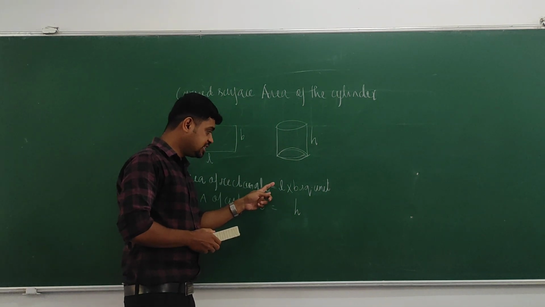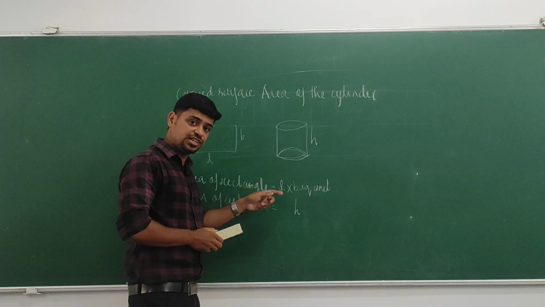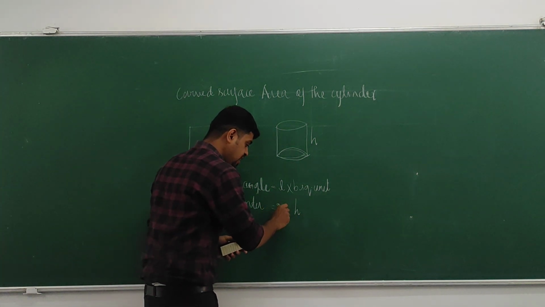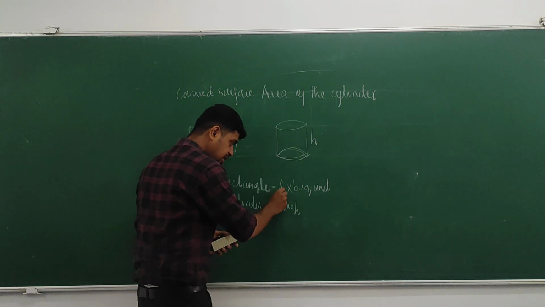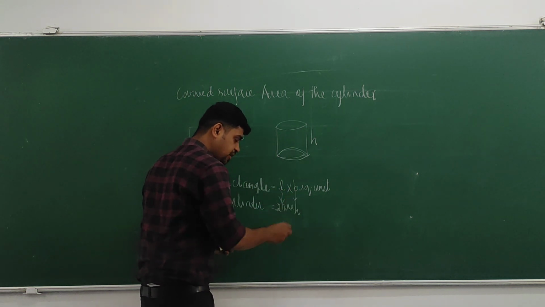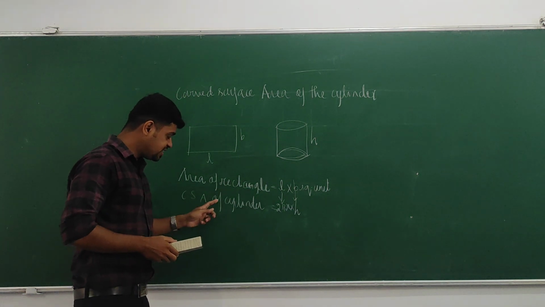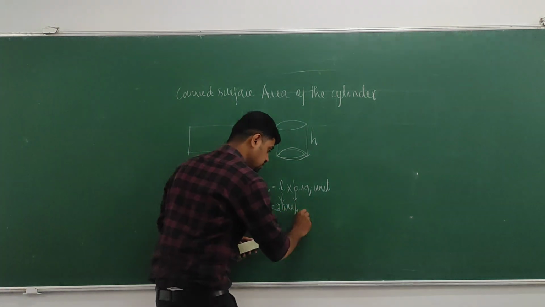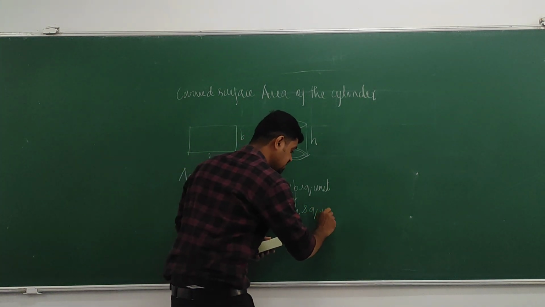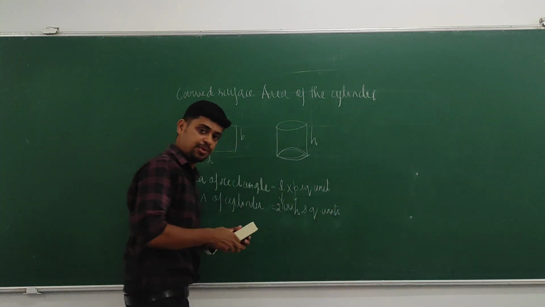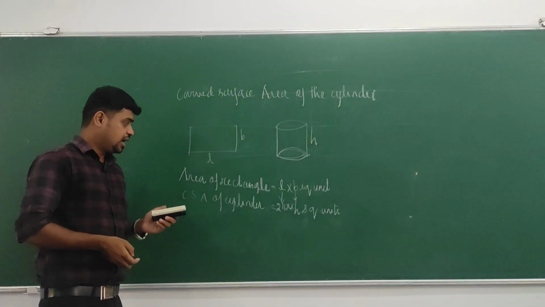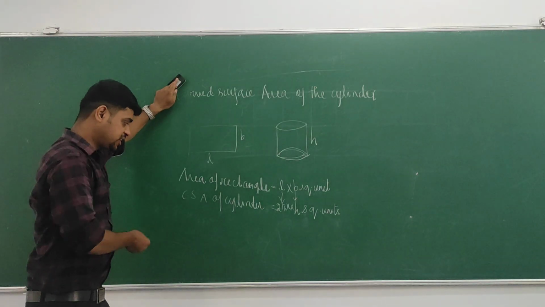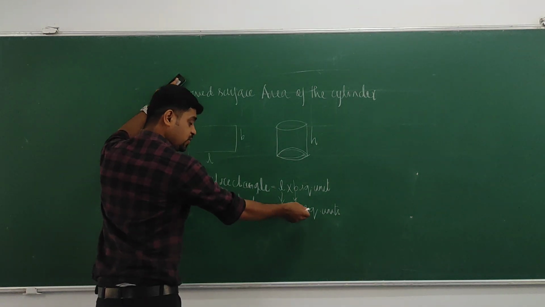Now we have confirmed this particular L has been changed into the circumference of the circle. We know the formula, the circumference of the circle is 2 pi r. So into, this is nothing but the L part and this is nothing but my B part, so we can say my curved surface area of the cylinder is equal to 2 pi r into H square units. So this is the derivation of curved surface area. So this is the curved surface area of the cylinder formula, that is 2 pi r into H square units.